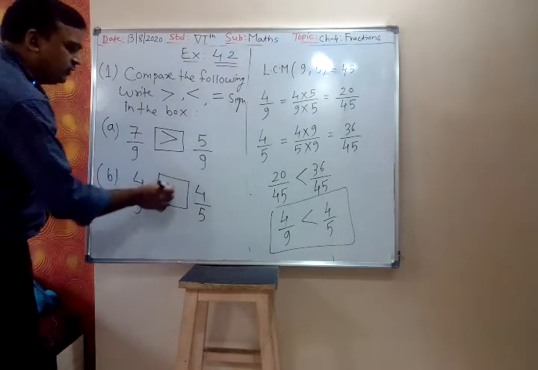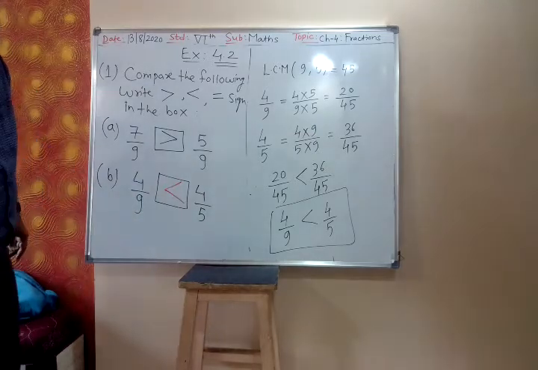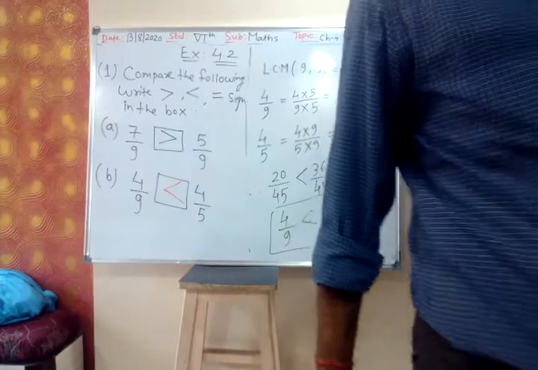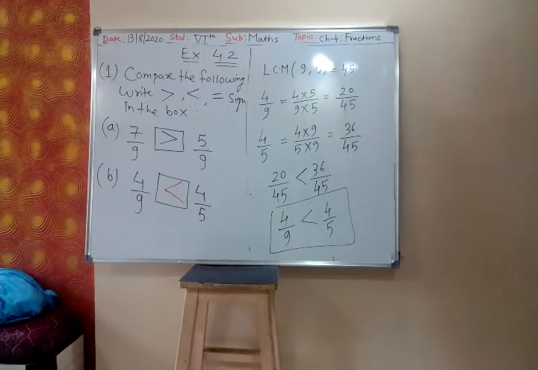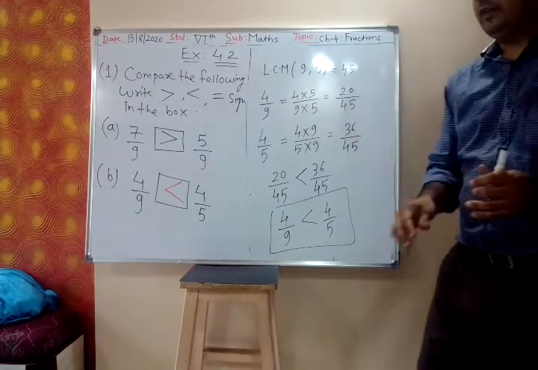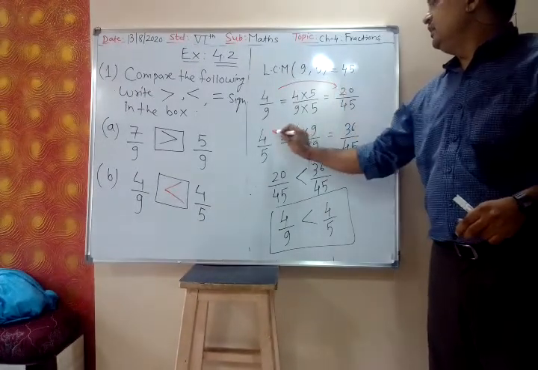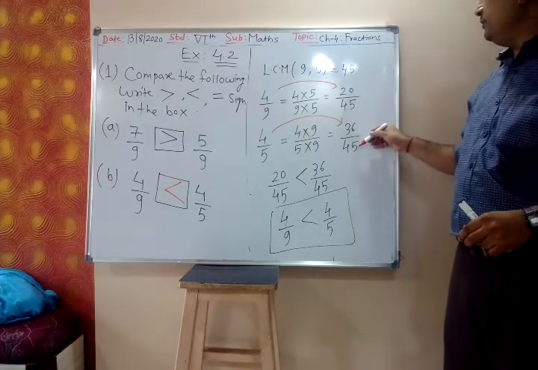4 by 9 is less than 4 by 5. It is very much clear, right? So whenever two fractions are not like fractions, before comparing we have to convert the unlike fractions into like fractions by taking the LCM of the denominators. Once we take the LCM, we make the denominator of each fraction 45. So 4 upon 9 is the same as 20 upon 45, and 4 upon 5 is the same as 36 upon 45.